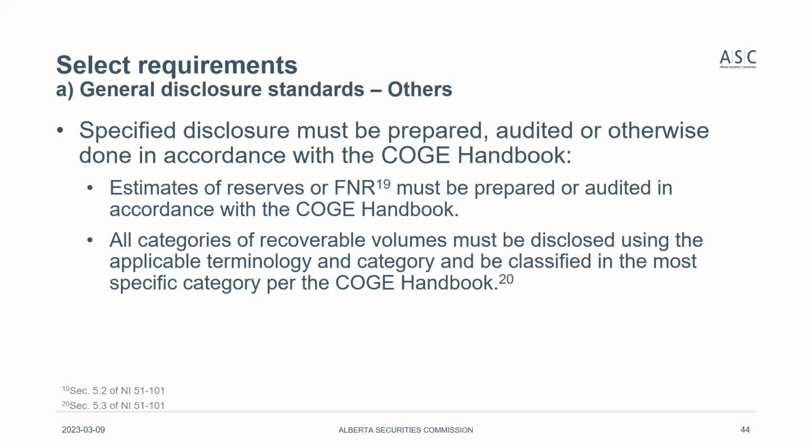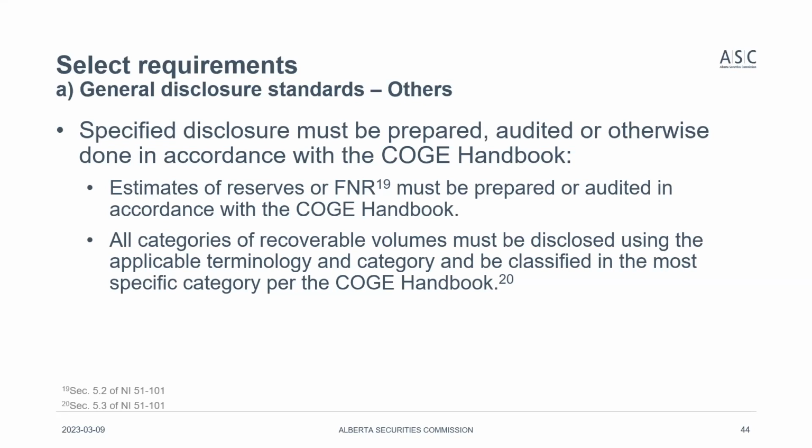And next, also, I think important here to stress is the COGE Handbook's relation. We already talked about the COGE Handbook being the technical standard for 51-101. What exactly does that mean? Where does it need to be? When do you need to make sure you're complying with it? Again, similar to QREs and QRAs, there's very specific areas that need to be prepared in accordance with the COGE Handbook. So that would be estimates of reserves or future net revenue. They need to be prepared or audited in accordance with the COGE Handbook.